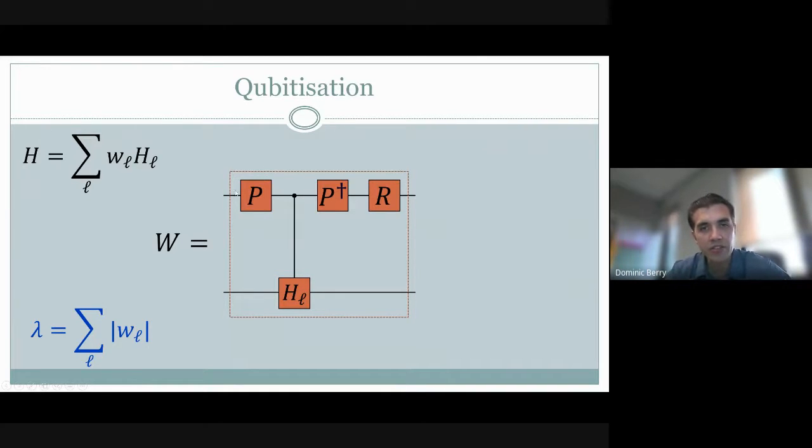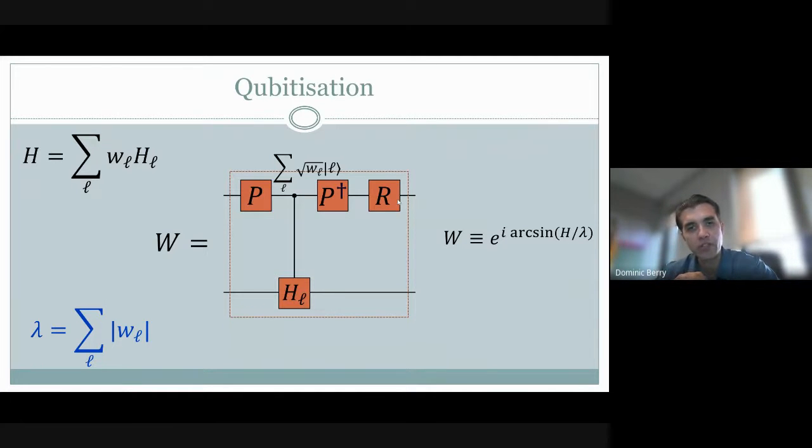So the part that you see here up to the R is basically a block encoding of the Hamiltonian. So if you were to put a 0 state in here, and then this is a P for a preparation, then you do a controlled H, then you do an inverse preparation. If you were to post-select on a 0 here, that would be a block encoding of the Hamiltonian. But in qubitization, what you're doing instead is to do a reflection about 0. And that operation altogether gives you an operation which is effectively like a function of the Hamiltonian.